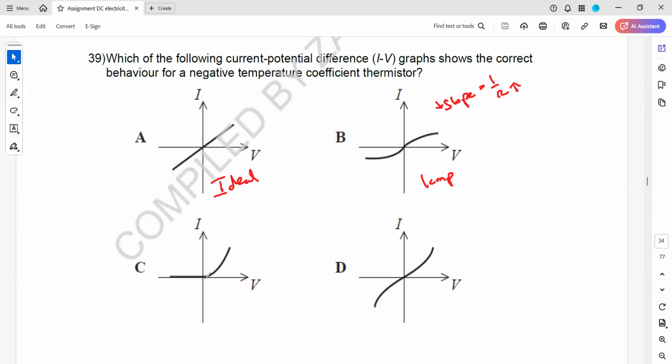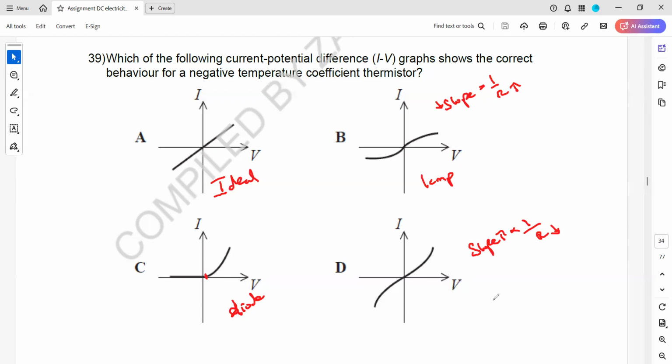What about this one? It does not start from the origin; it starts to conduct at a certain voltage. When it starts to conduct at a certain voltage, this is representing a semiconductor diode. So this is a diode. Here the slope is increasing. If the slope is increasing, it means its resistance is decreasing.